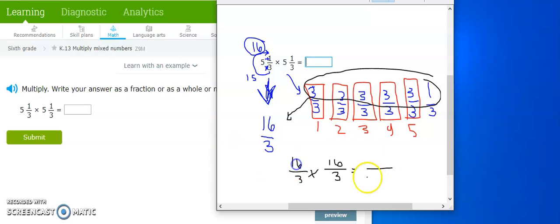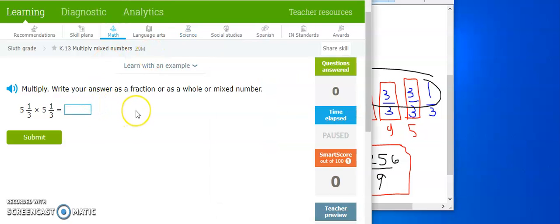So if I do 3 times 3, my new bottom number is going to be 9, and my new top number, 16 times 16, is going to give me 256. Okay, so 256 over 9 should be my final answer. Let's check our answer. And that's one way you could solve it.